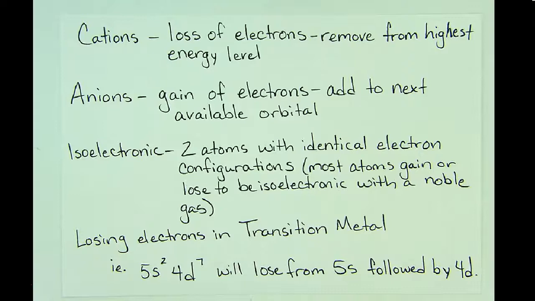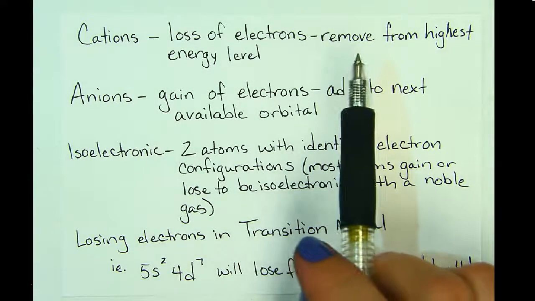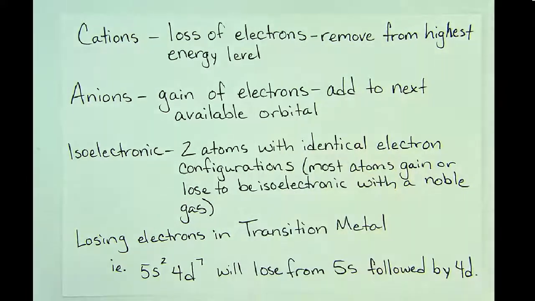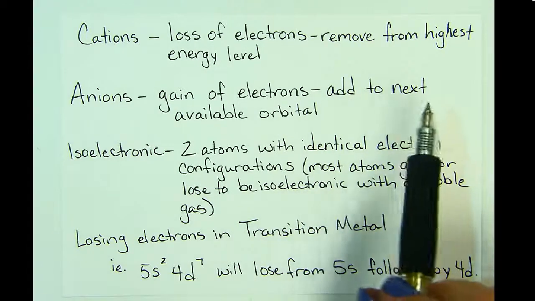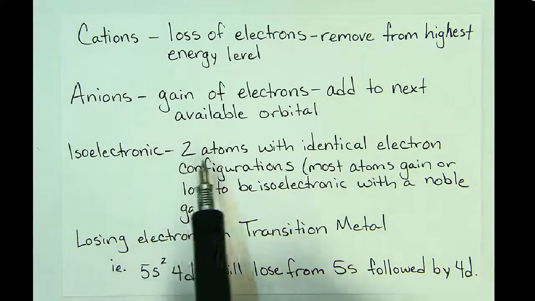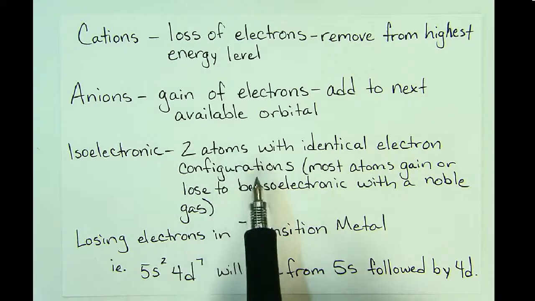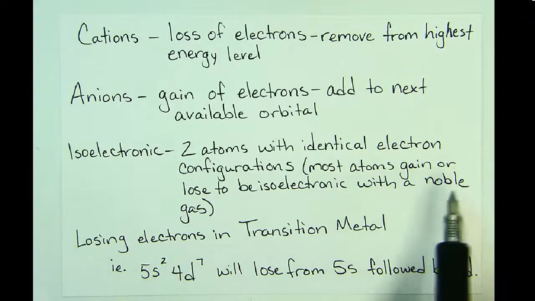Here's your note card for this section. Cations are going to lose electrons, and you're going to remove them from the highest energy level first. Anions are going to gain electrons, so you're going to add electrons to the next available orbital. Isoelectronic means 2 atoms with identical electron configurations. Most atoms gain or lose electrons to be isoelectronic with a noble gas.